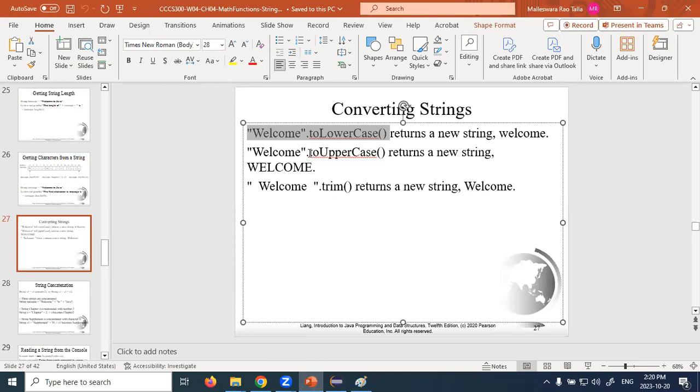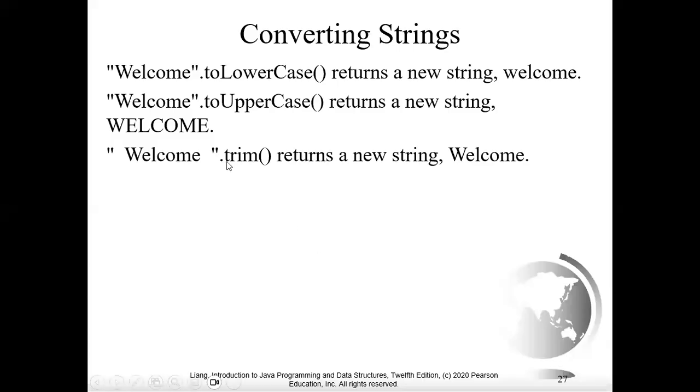So toUpperCase is going to change it to uppercase. See, look at that, all uppercase. You understand me? There is another function called trim. What is it going to do? Any spaces at the end, it is going to trim them, going to remove them. You understand me, right?